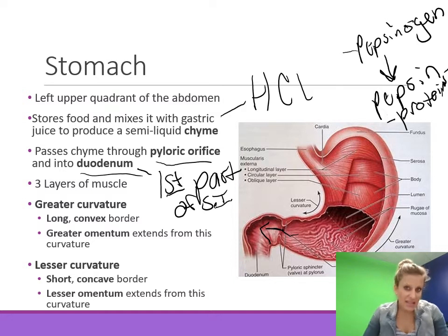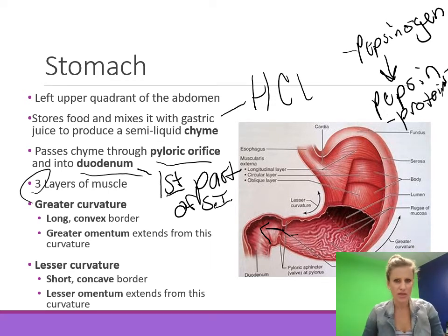When we look at the stomach, the wall is composed of three layers of muscle. Remember, most of the GI tract, or most of the alimentary canal, only has two layers of muscle present in the wall. The stomach has three layers, so this does allow for some extra rippling motions or some extra mixing motions that the other parts of the GI tract are not capable of.